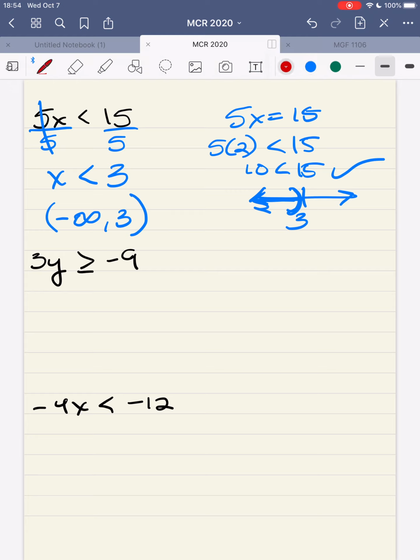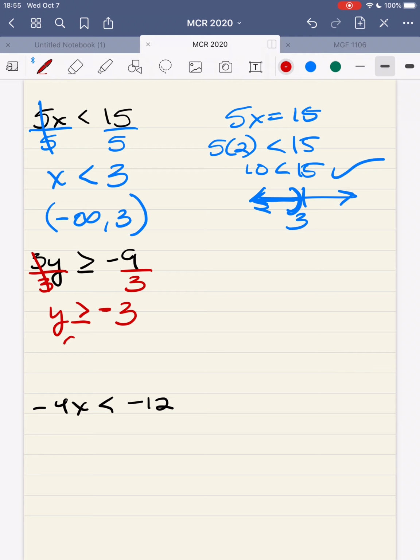Next example, I have 3y is greater than or equal to negative 9, right? Which means in order to solve for y, to undo multiplication, I must divide. So divide by 3. And I have y is greater than or equal to, now negative and a positive give me a negative, and 9 divided by 3 is 3. And remember, you can always check these by placing the replacement values in the equation, see if it works out.